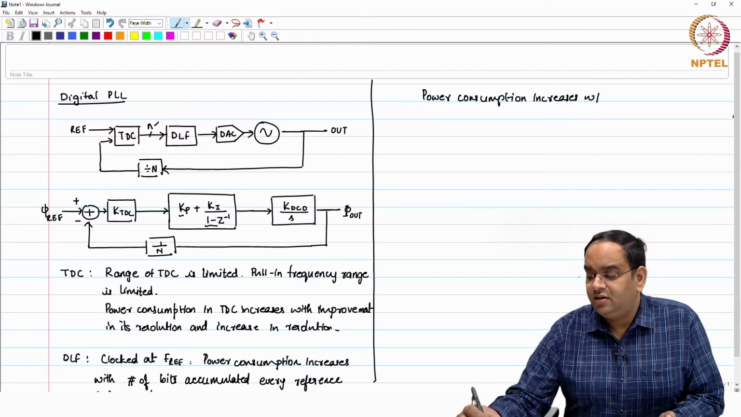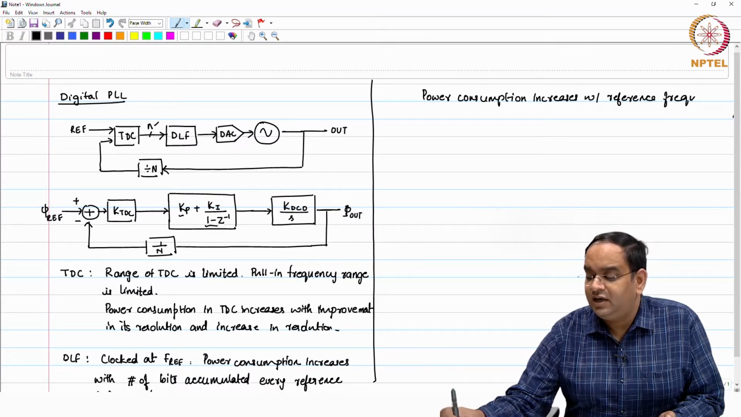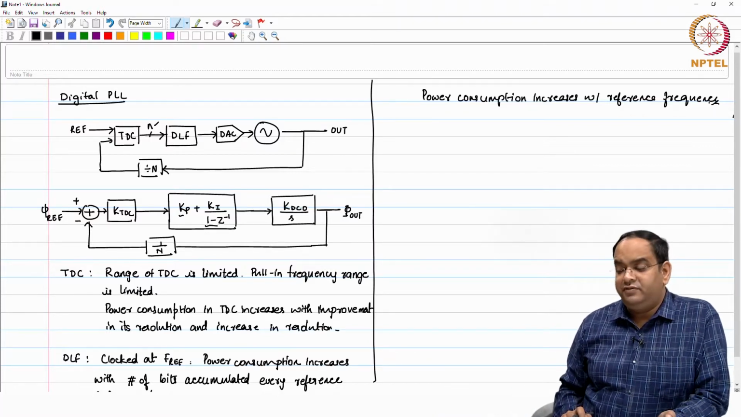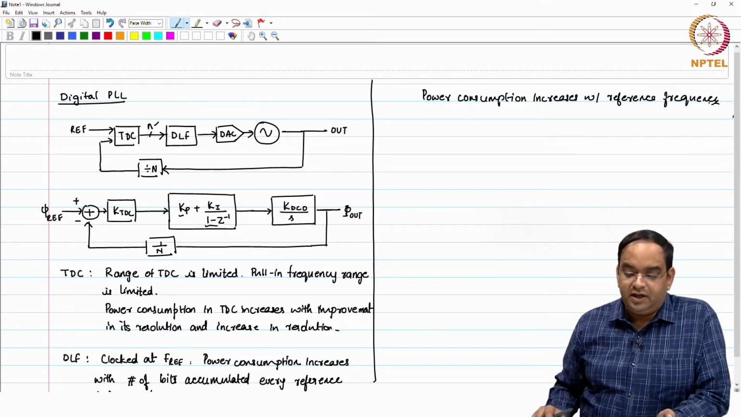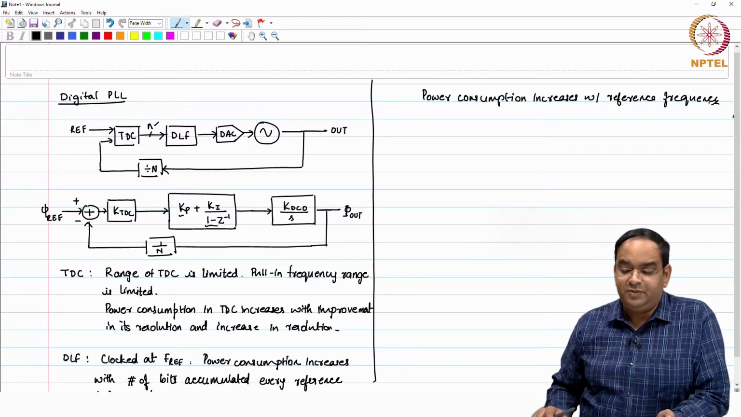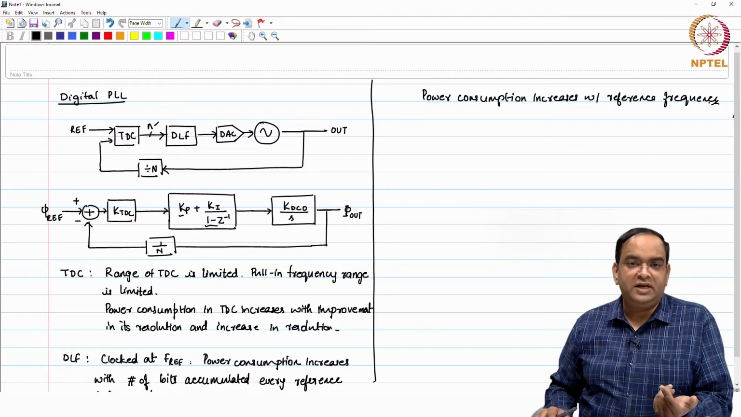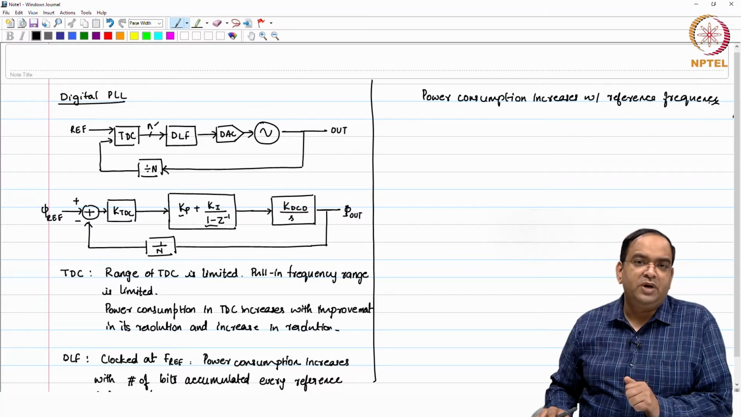This is in contrast to your passive loop filter. Passive loop filter itself does not consume any power because that is made up of passive resistor and capacitor. The only power consumption was in the charge pump. But here the loop filter which you are implementing will consume power because it is accumulating every reference period, and the number of bits is accumulated. That accumulator which you are implementing in digital form is going to consume power proportional to the reference frequency.